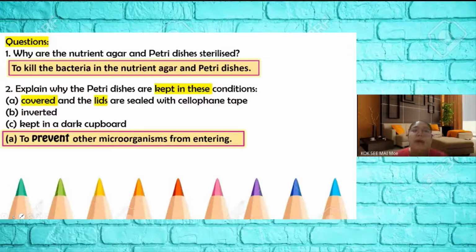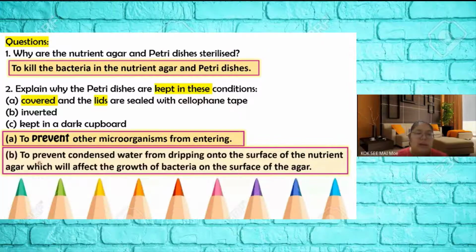Number 2, why are they inverted? This one is the question I asked you just now. You see the answer: they want to prevent the condensed water from dripping onto the surface of the nutrient agar. If you turn it upside down, the condensed water will go onto the surface of the lid. They don't want it to go into the agar, which will affect the growth of the bacteria on the surface. They want the bacteria to get nutrient from the agar only. They don't want the steam water. So they need to invert it.